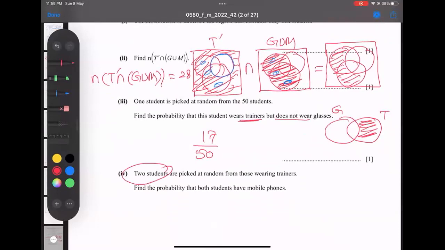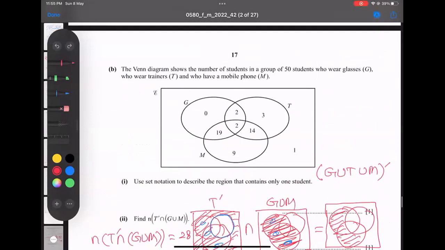Now first I chose only one student, now two students. So for two students, I'll write two fractions. But two students are picked from where? For wearing trainers, and trainers means the full circle of this one. Okay.